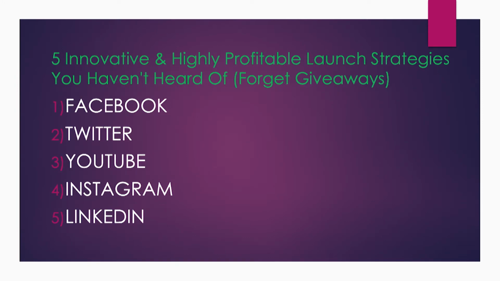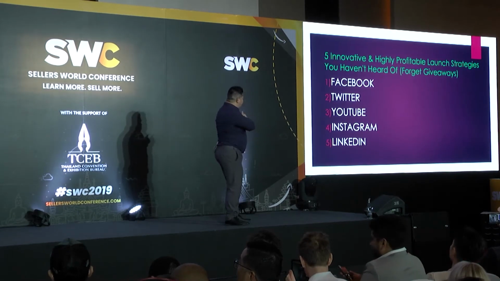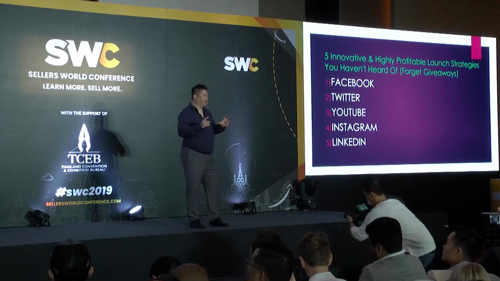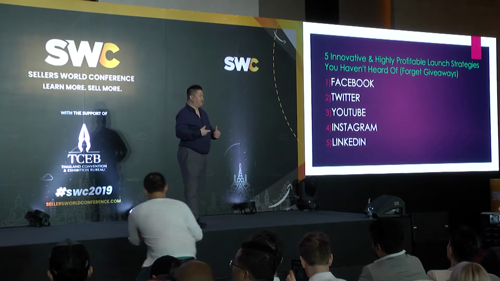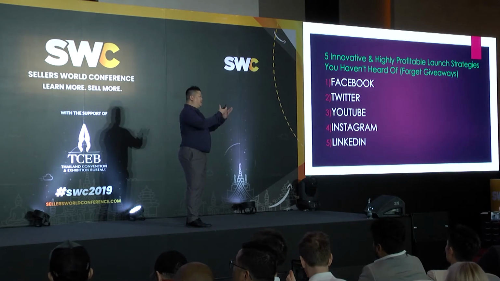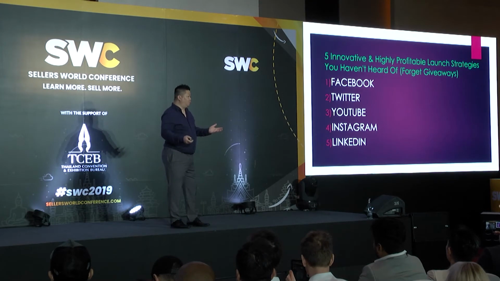So the 5 innovative and highly profitable launch strategies. Here it is. We're talking about no giveaways, and you can rank your product on the first page. Okay? No giveaways. Giveaways cost a lot of money, right? So we use Facebook, Twitter, YouTube, Instagram, and LinkedIn. These are the high authority sites that can help us get a higher conversion rate for people to click on that link to go to Amazon, with Amazon being able to increase our product listing higher onto the first page. That's our goal.